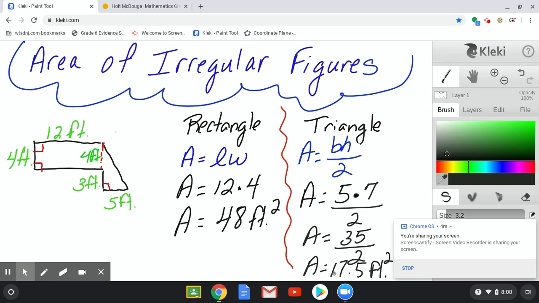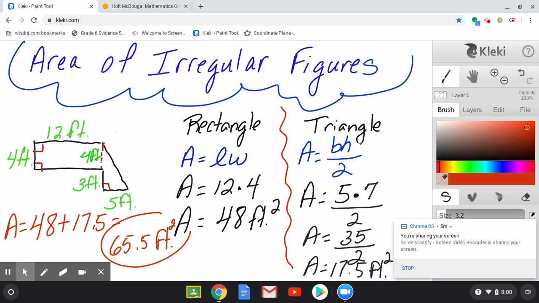Okay, so we found the area of the rectangle, we found the area of the triangle. Now the last step to do is to just add those two together. So let's do that on the side where it's a little bit neater. So for my area, I'm going to take my 48, add my 17.5, and when I add those together, I would get 65.5 square feet. So that would be my final answer. That would be the area of this composite or irregular figure.